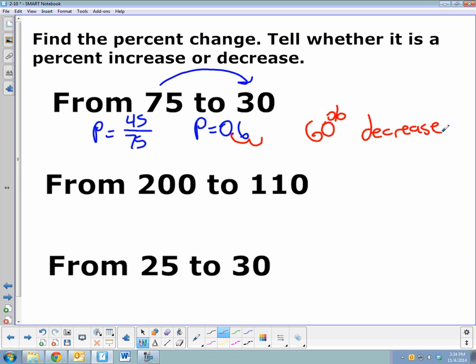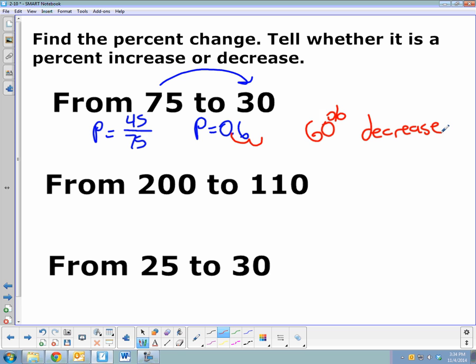So if you had a 60% off sale, everything's 60% off, everything must go. A $75 item, I don't know, a $75 pair of jeans, expensive pair of jeans, would only cost you $30 because it's a 60% off sale. So a 60% decrease would take it from 75 down to 30.